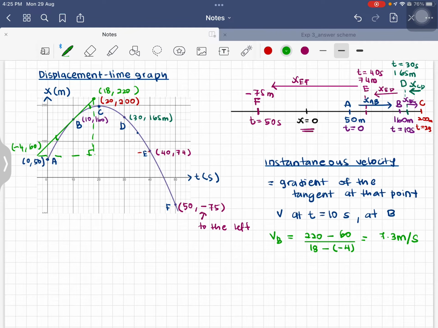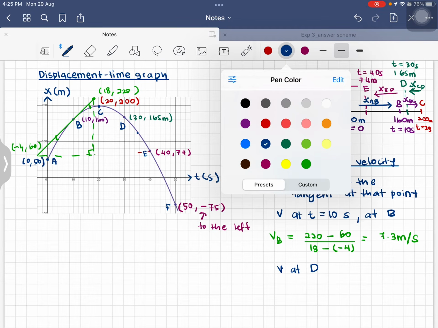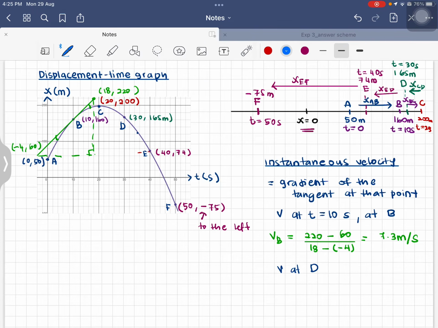So for example, I want V at point D. Okay, I want the gradient at point D. So what I need to do is find a gradient here. Ni kena buat lah, cuba jaya lah. Find a gradient here that have the same angle below and above. And when you find this, I will find my gradient as equal to negative 12.2 meter per second.